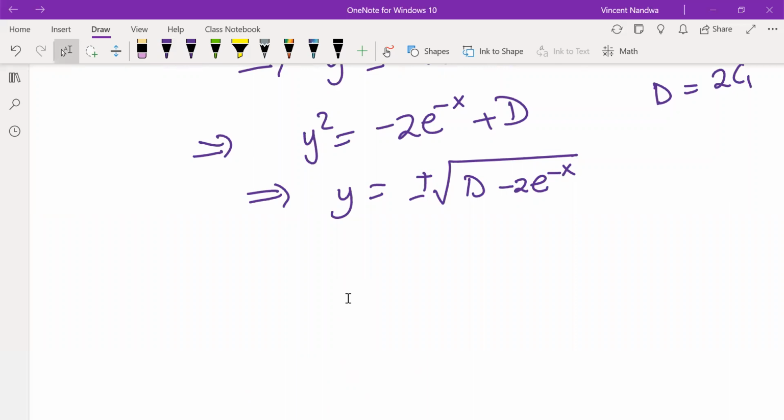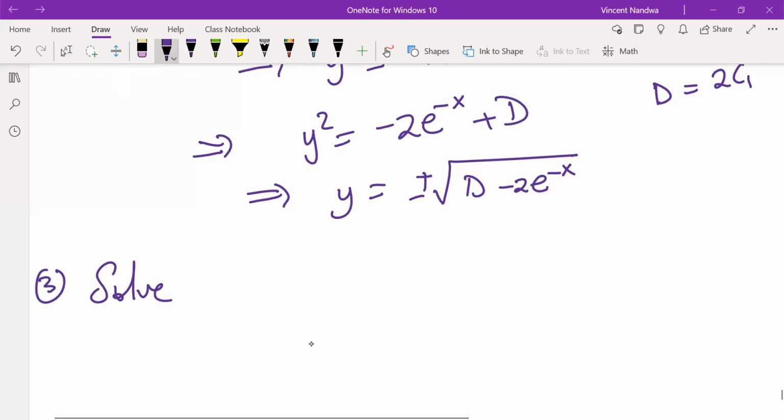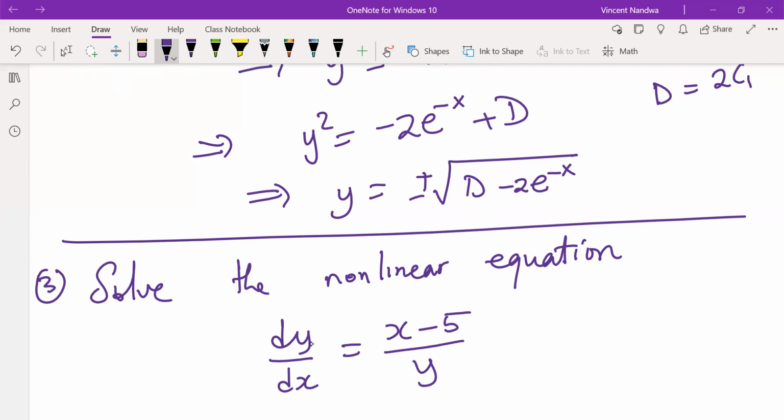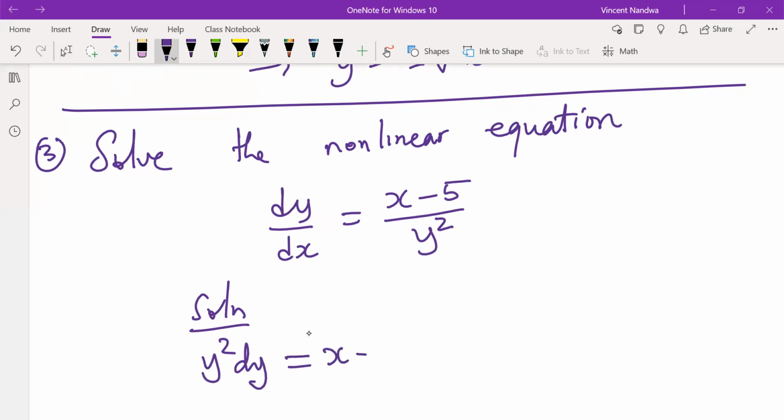And next question, that's number 3. Solve the nonlinear equation dy/dx equals x minus 5 over y squared. So here we cross multiply, so that we have y squared dy equals x minus 5 multiplied by dx.